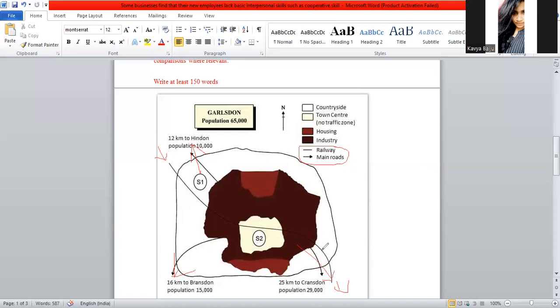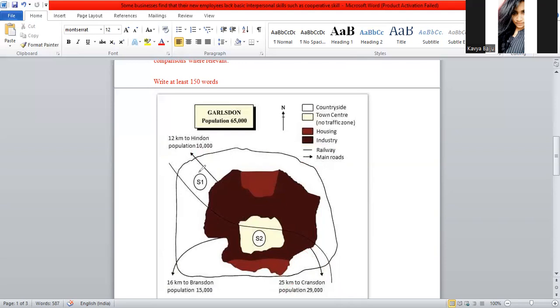So of these towns, the eastern town is more populated and it's more distal from Garlsdon. The most proximal town is Hindon. It is the least populated town which is surrounding Garlsdon. So that's what we can see, the clear picture here.